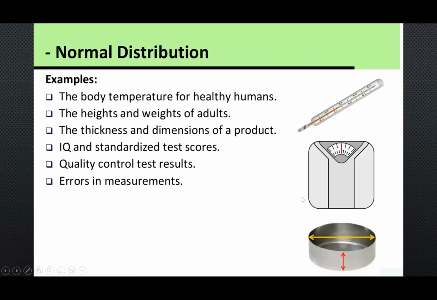When does the normal distribution occur in the real world? Well, the body temperatures for humans is normally distributed. So we say that the normal body temperature is 98.6 degrees, but that means 50% of all humans have slightly higher, and 50% have lower. The height and weight of adults falls on a normal distribution. For men, the mean would be 5 feet 10 inches or 70 inches. So 50% fall to the right of that, 50% fall to the left.